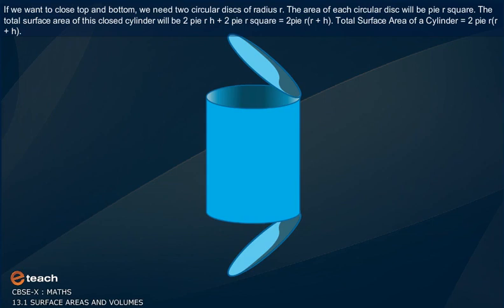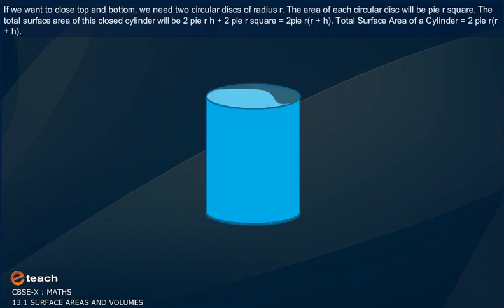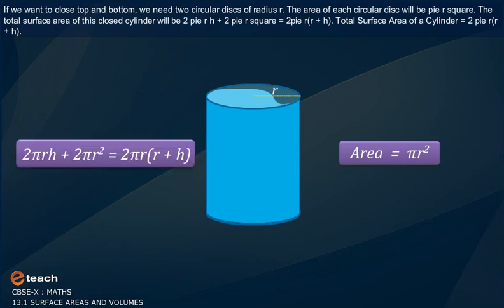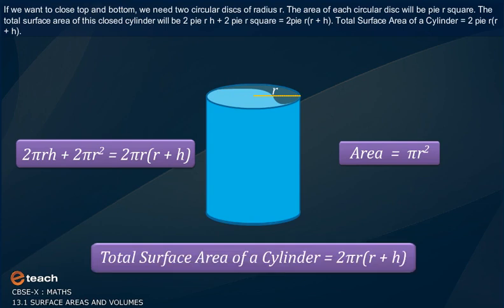If we want to close the top and bottom, we need 2 circular discs of radius r. The area of each circular disc will be pi r square. The total surface area of this closed cylinder will be 2 pi r h plus 2 pi r square, which is equal to 2 pi r into bracket r plus h. Total surface area of a cylinder is equal to 2 pi r into bracket r plus h.